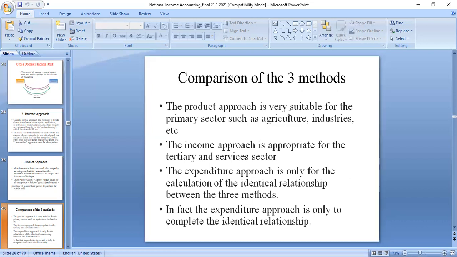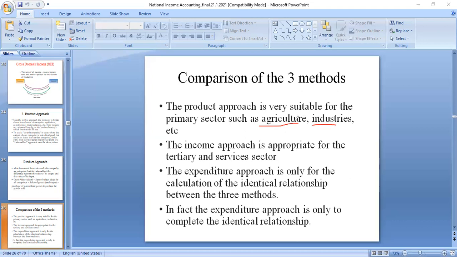For example, the product approach is very suitable for the primary sector, such as the agricultural sector, the industries. The product approach is used basically for the primary sector, which is the agriculture sector, the industrial sector. For example, we realize that most of these agro-based industries use agricultural products. I've given an example of milk, right? Milk, when it's processed, at the end of the day, you have to avoid the double counting, like the example I've given of milk and ice cream, right?